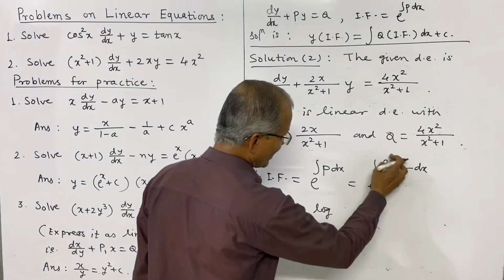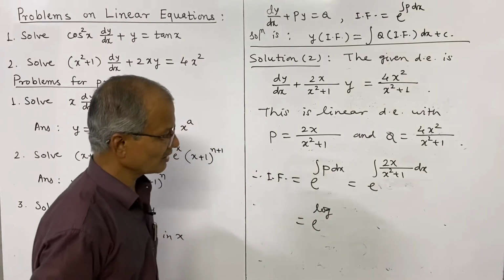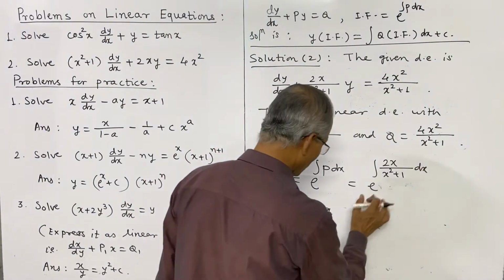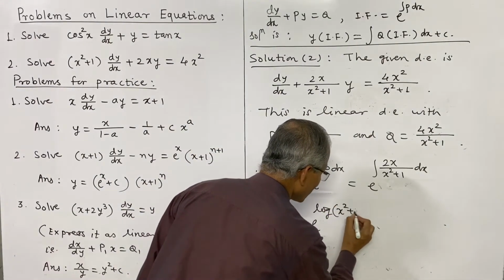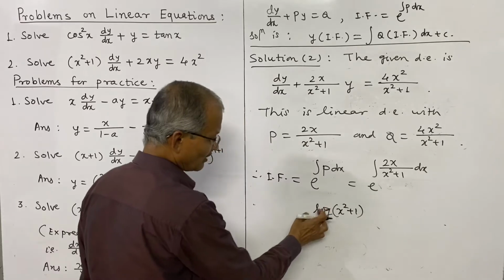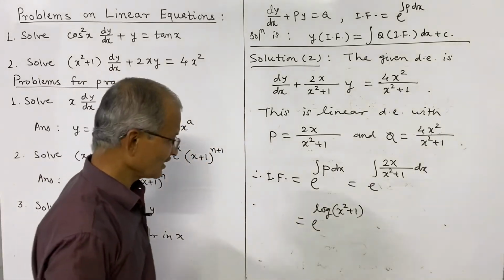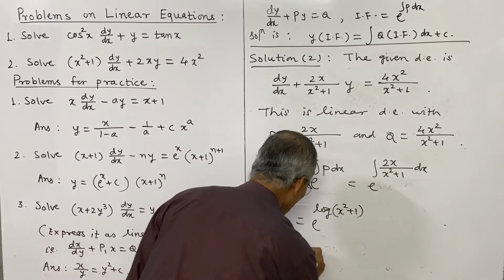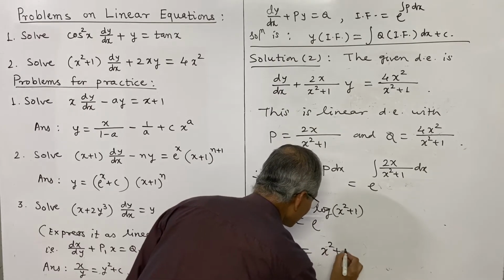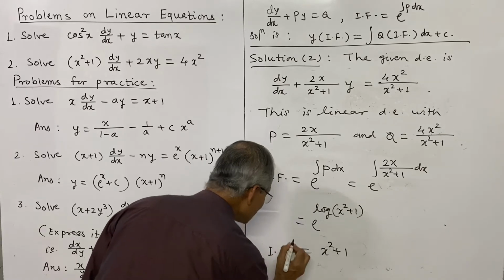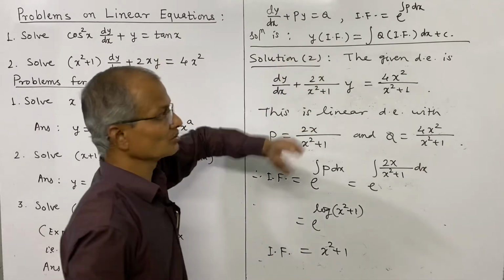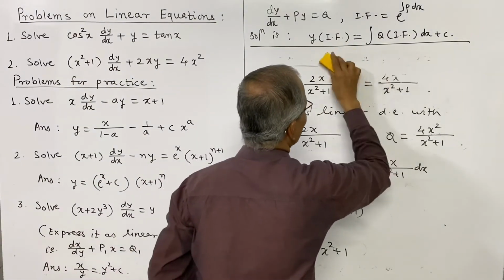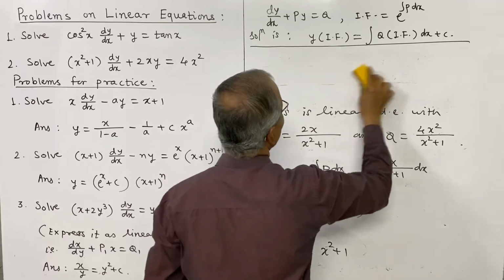So by the rule or by the formula, integral f dash x divided by f x dx is log of f x, means log of denominator, log of x square plus 1, and this e and log are inverse of each other, they cancel, and we get IF equal to x square plus 1. This is IF. Once we get IF, we can write the solution. Now the solution is given by this rule.